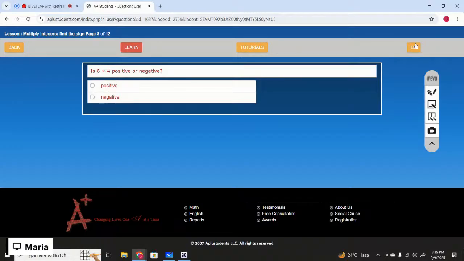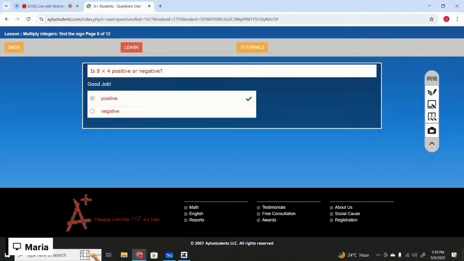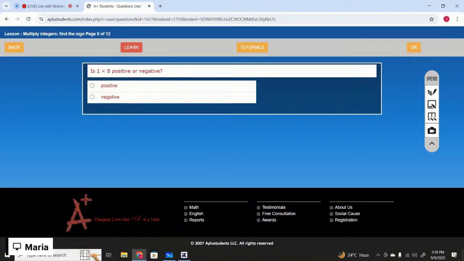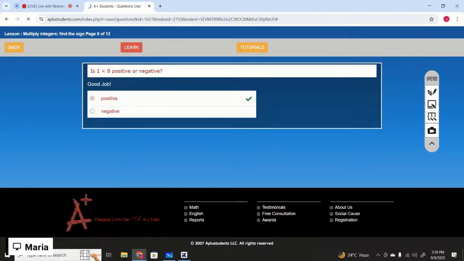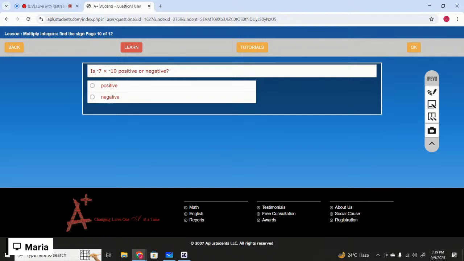Negative 8 times negative 4 is positive. Option number 1 is the correct option. Is 8 times 1 positive or negative? Positive it is. Negative 7 times negative 10 is positive. Option number 1 is the correct option.